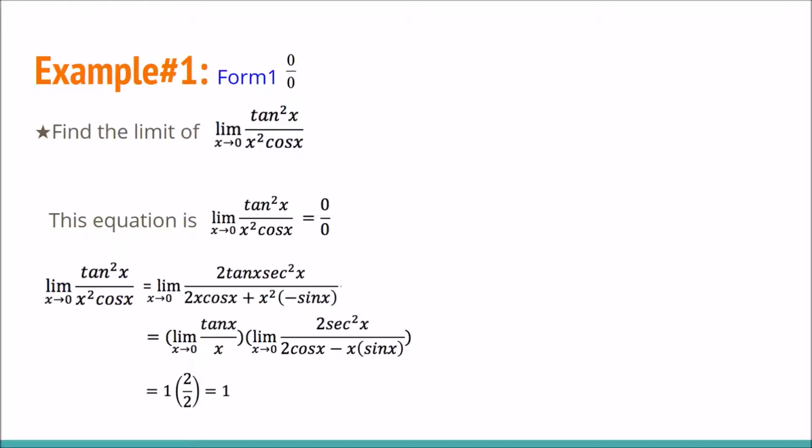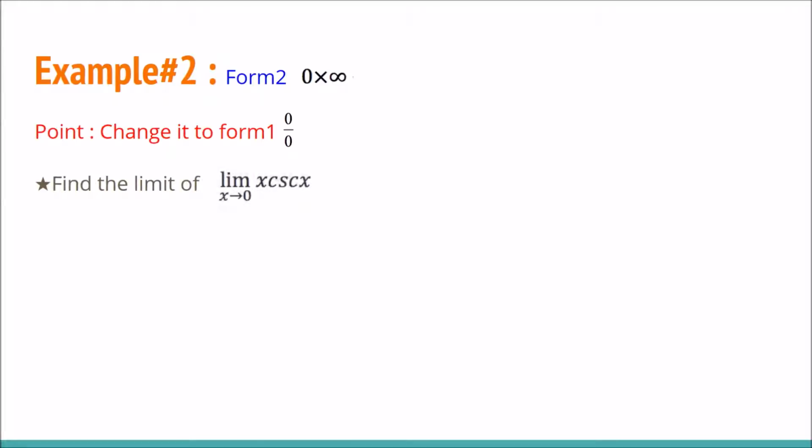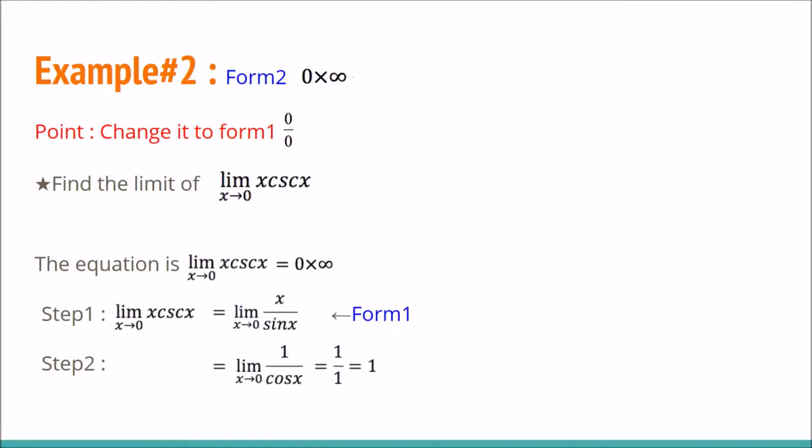The second form you might see when trying to find a limit is in multiplication. What we do is we try to change it into the first form of a ratio. This function is x multiplied by cosecant x. We change it to x divided by sine of x, which is form 1, and therefore we can apply L'Hopital's rule, take the derivative, and find that the limit is 1 divided by 1, or 1.